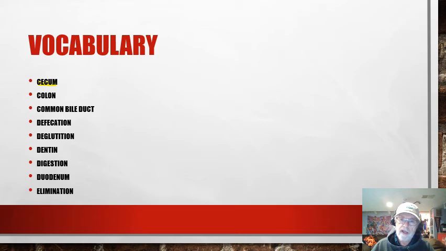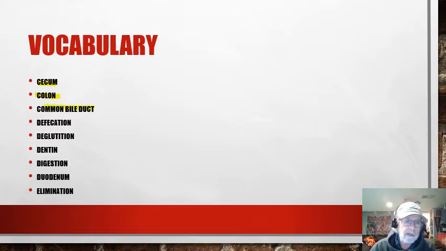When the ileum, or the last portion of the small intestine, empties into the cecum, the first portion of the large intestine, there's a little pouch below where the small intestine comes in, and that area is called the cecum. Right in the bottom of the cecum is where the appendix is. So that's the very beginning portion of the large intestine. The colon is just another name for large intestine.